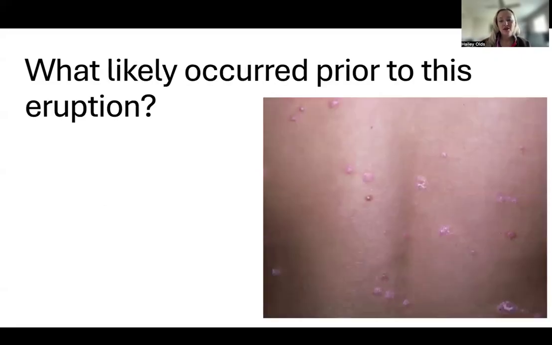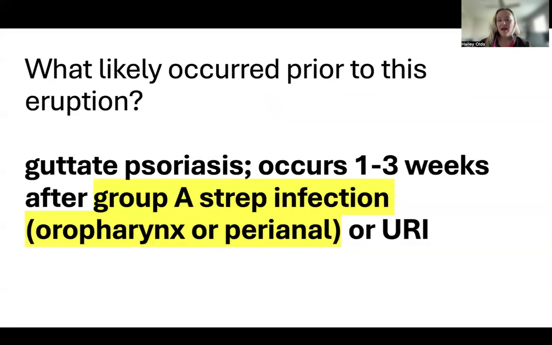Okay, what likely occurred prior to this eruption? So this one kind of looks like smaller ones, kind of like the classic thing is like if you took a paintbrush and like flicked it, it's like little raindrops. So this is guttate psoriasis. And that usually occurs 1 to 3 weeks after group A strep infection, either of the oropharynx or the perianal area, like perianal strep. It can also be caused by a URI as well, like a viral upper respiratory infection.